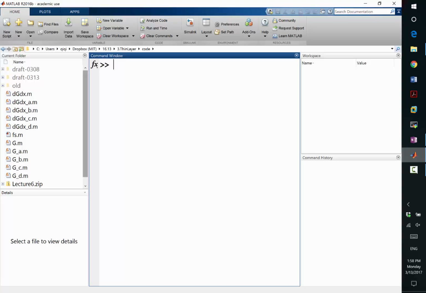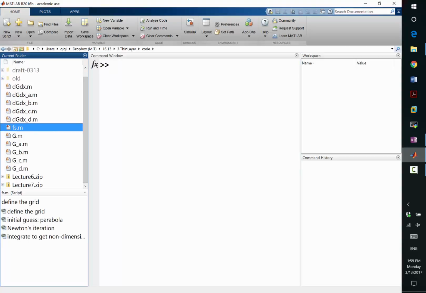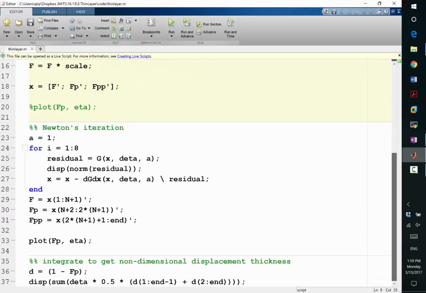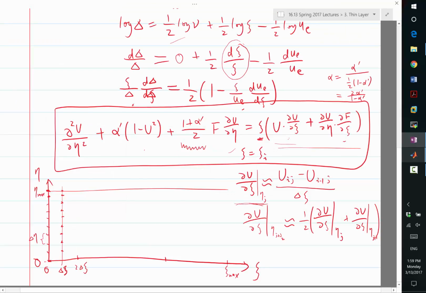So again, this is what we had before. We have the Faulkner-Skan solution, and let's call it general thin layer Navier-Stokes. We define the grid, that still works, and let's still set our initial guess as a parabola. And in the Newton situation, let's first try to specialize this to a case where C is equal to 0, right?